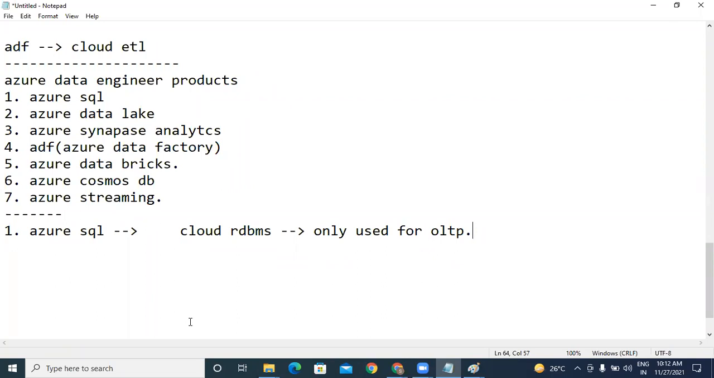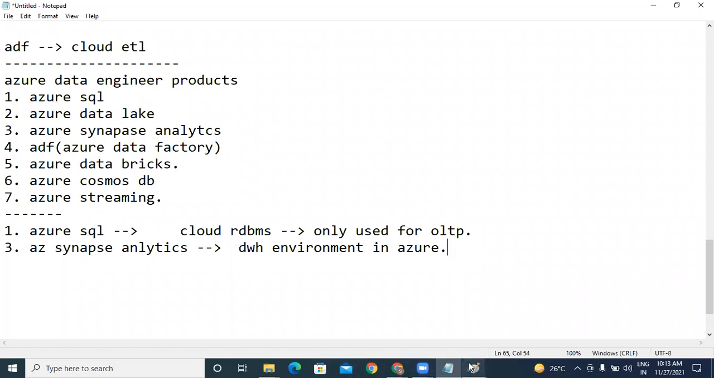Straight away, I'm coming to the third point. Later, I will come to the second point. My third product here is Azure Synapse Analytics. This is the DWH environment in Azure. What is DWH? Data warehouse.